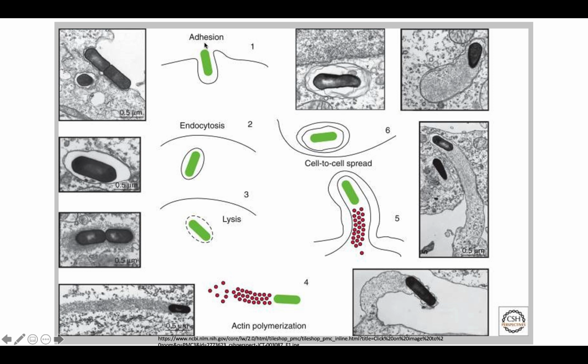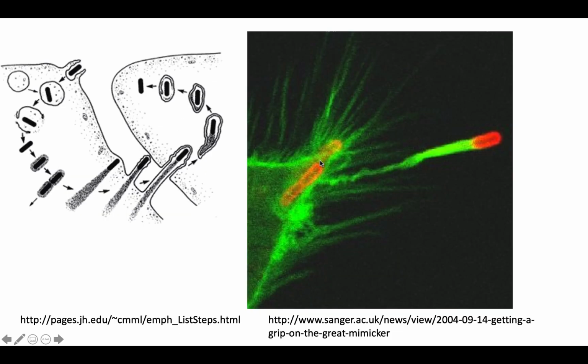This is how they adhere to themselves. They are endocytosed. They lyse the phagosome. They polymerize this actin. They do this invagination in the cell membrane, and they shoot themselves from one cell to the next, and this is how they do cell-to-cell spread.